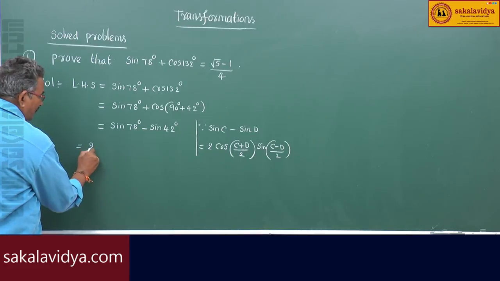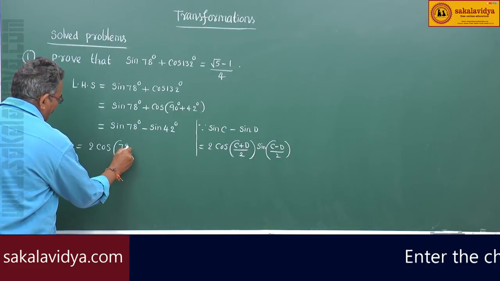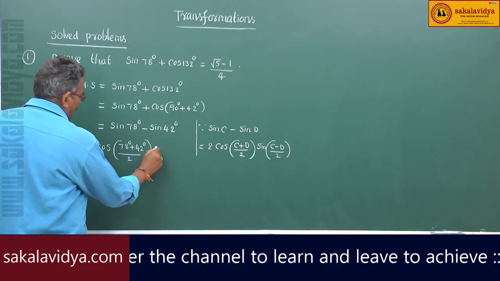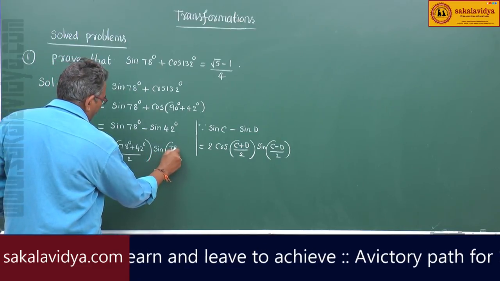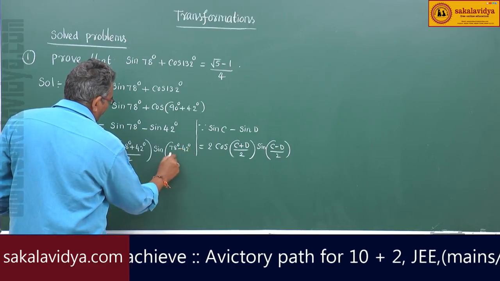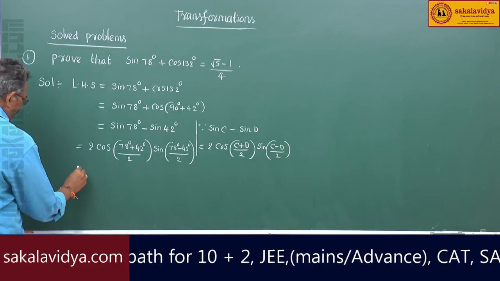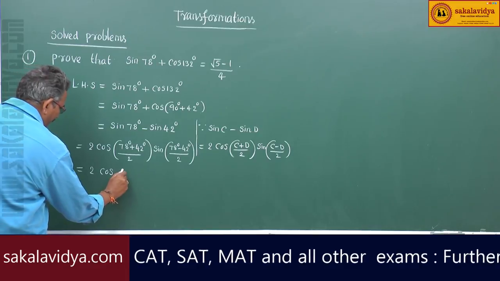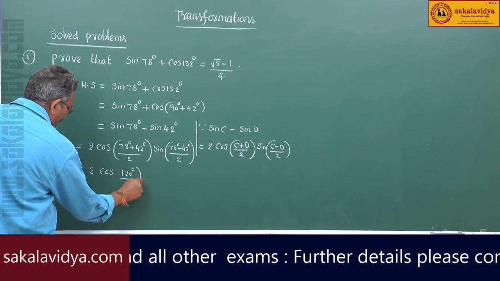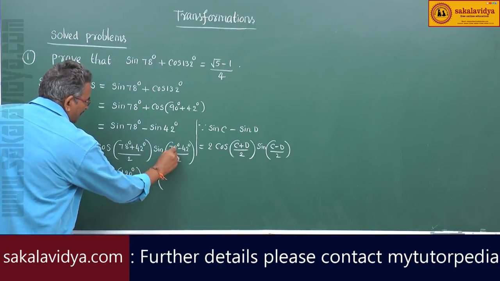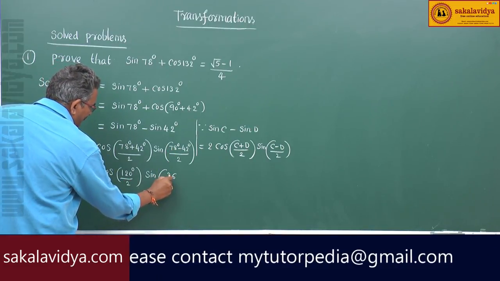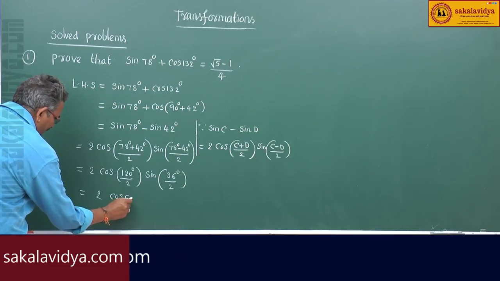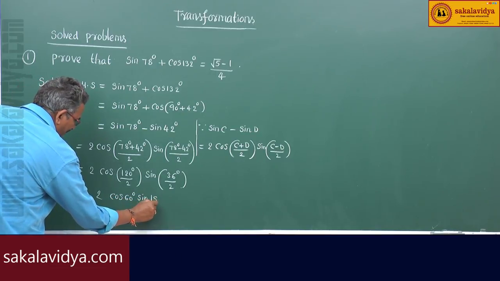So using this formula, now we are transforming difference into the product. So this is equal to 2 cos of 78 degrees plus 42 degrees divided by 2 and sin of 78 degrees minus 42 degrees by 2. Now this will be 2 cos of 78 plus 42 is how much? 120 degrees by 2 and sin of 78 minus 42 is 36 degrees by 2. This will be 2 cos 60 degrees and sin of 18 degrees.